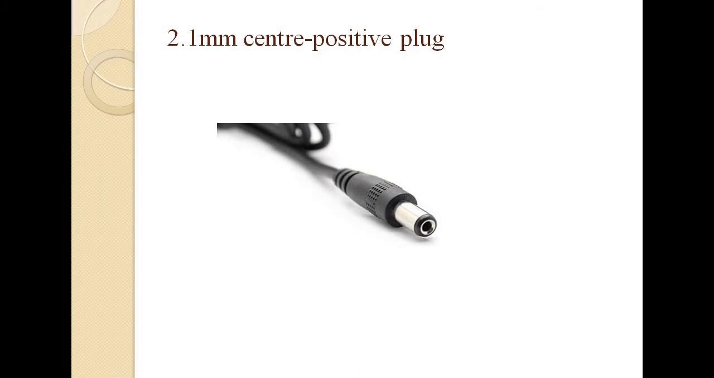Next one is the 2.1 mm center positive plug. The Arduino Uno board operates at a voltage of 5 volts, but it can withstand a maximum voltage of 20 volts. If the board is supplied with a higher voltage, there is a voltage regulator. It sits between the power port and the USB connector and protects the board from burning out.